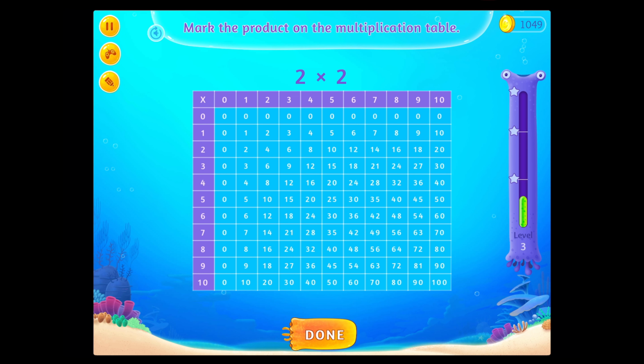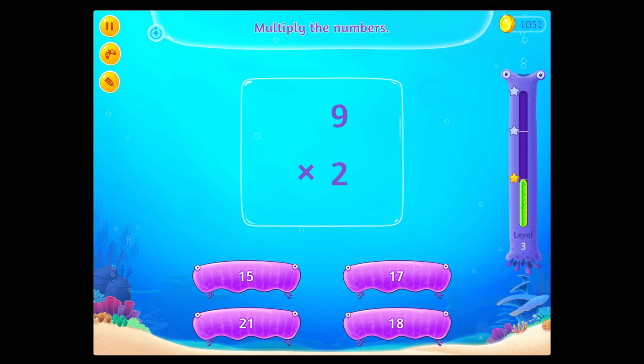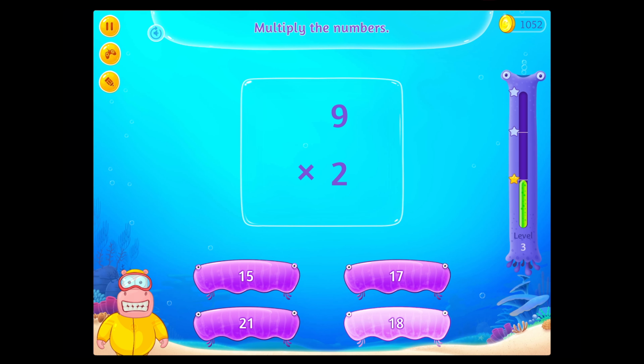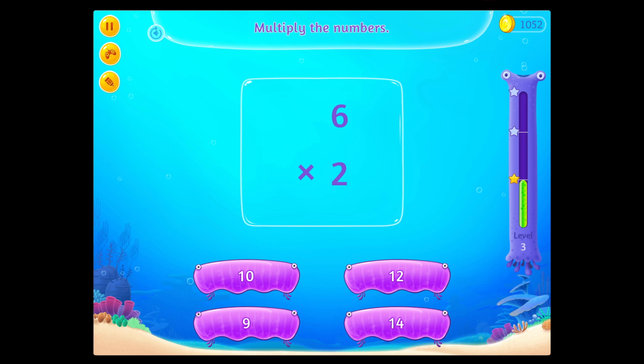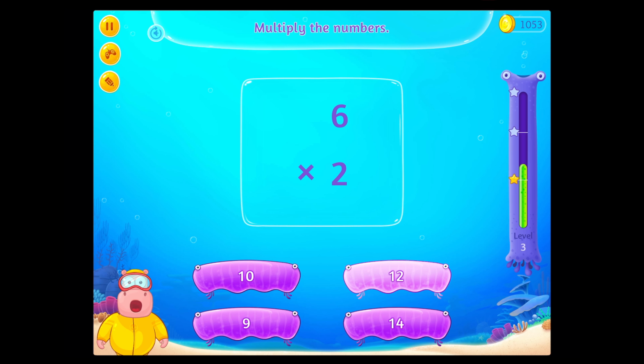Mark the product on the multiplication table. On a roll. Mark the product on the multiplication table. Congratulations! You've done it! Multiply the numbers. That's right! Multiply the numbers. Good going!